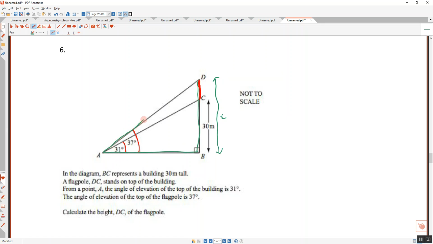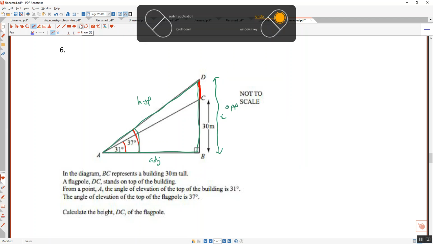If I'm using the full triangle, then the angle that I'm using is 37. So here's my right angle, this is my hypotenuse, this is the angle, so this side is the opposite, this is my adjacent. What information do I have? Actually, I've not got enough information. I need another side in order to work out what x is. So let's back up.